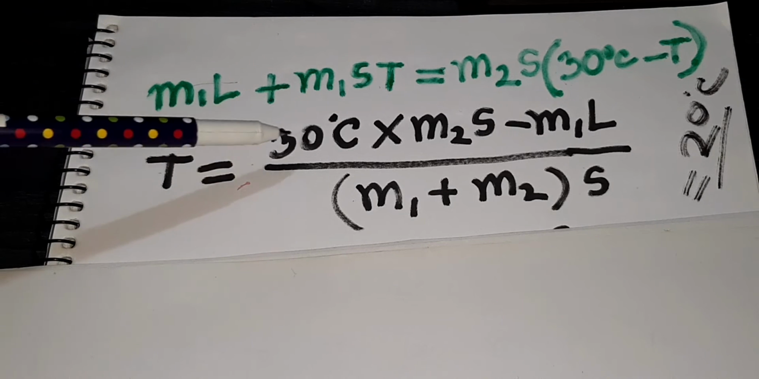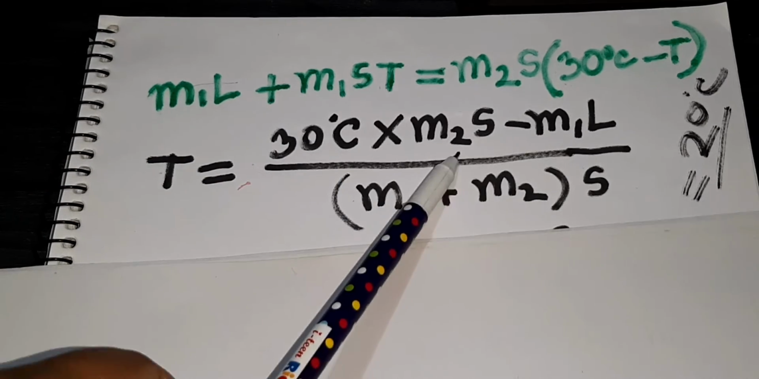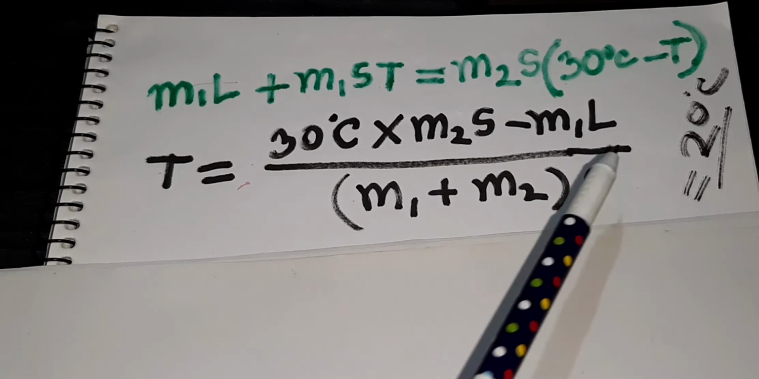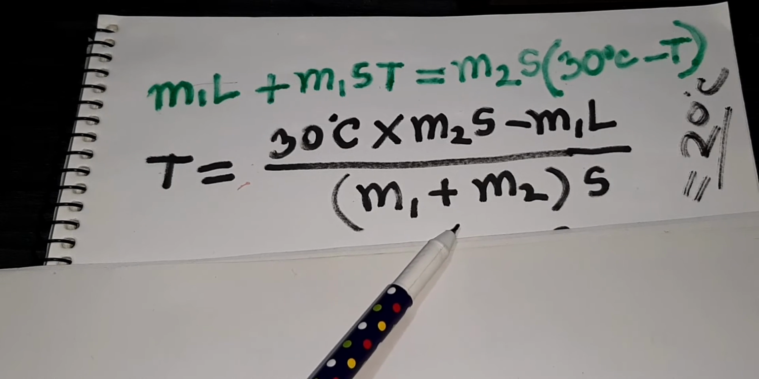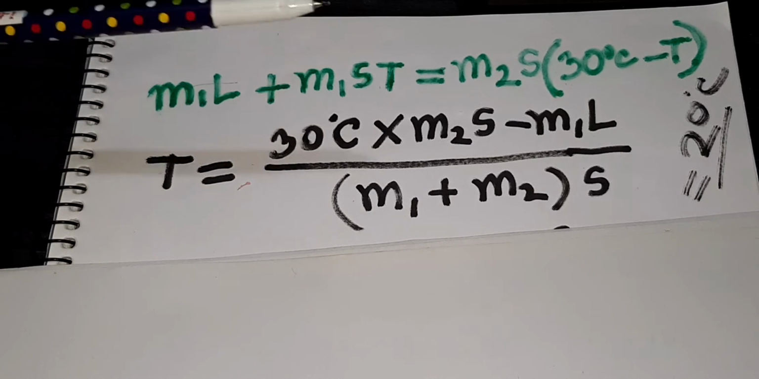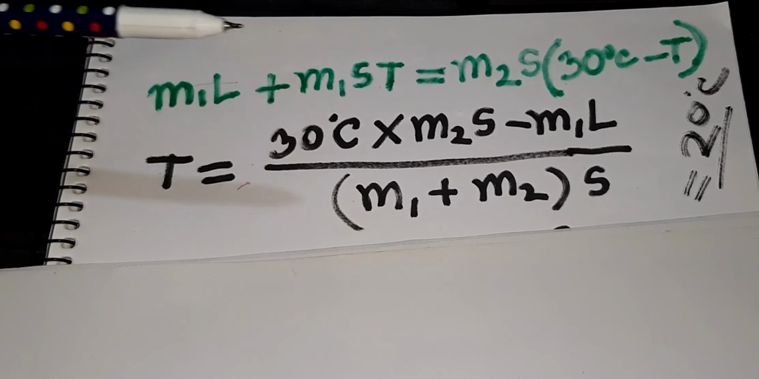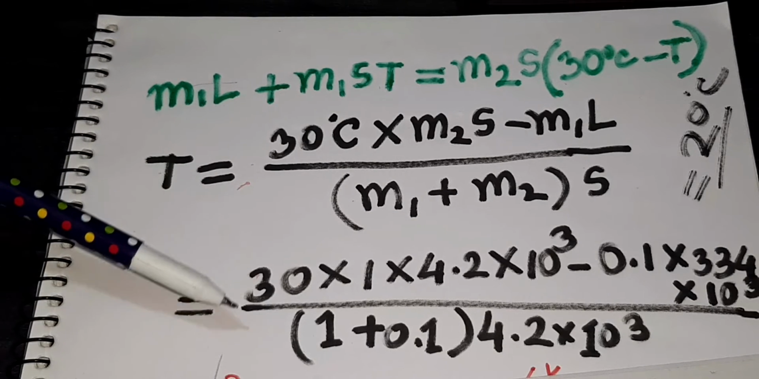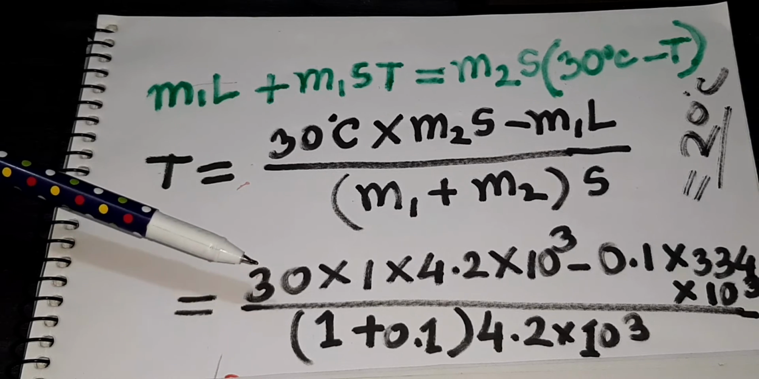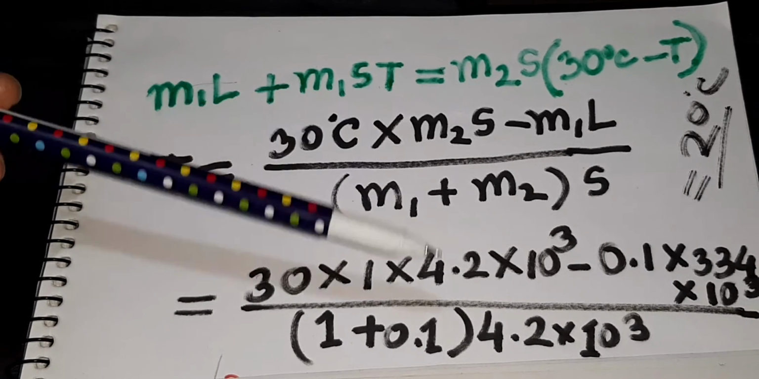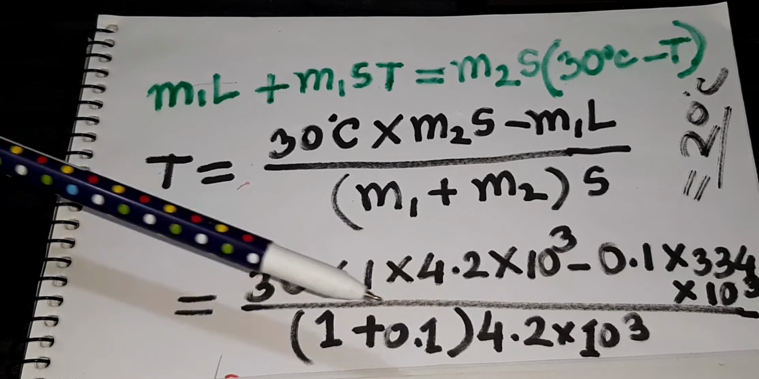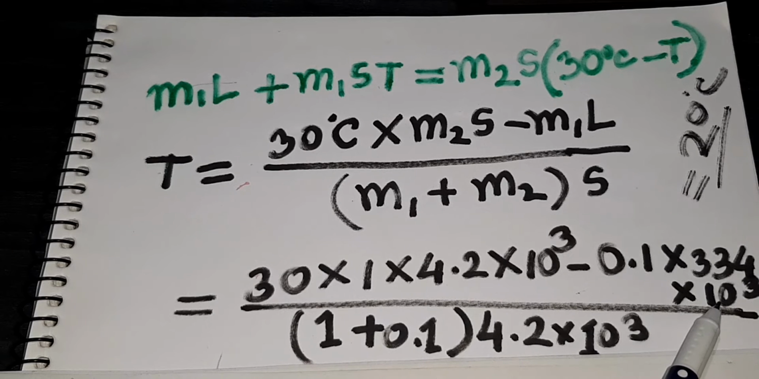So we multiply this one, so we get 30 degrees Celsius times M2S minus M1L, divided by the bracket M1 plus M2 times S, where S is the specific heat, that is 4.2 times 10 to the power 3, minus M1, 0.1, and L. Here L is the latent heat of ice, that is L equal to 334 kilojoule per kilogram.